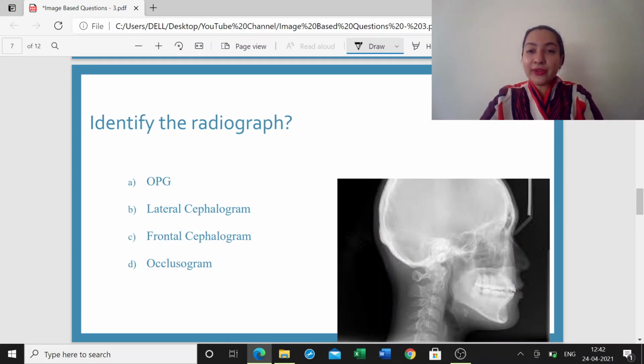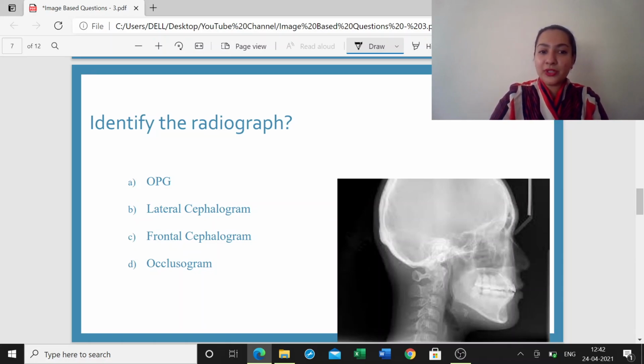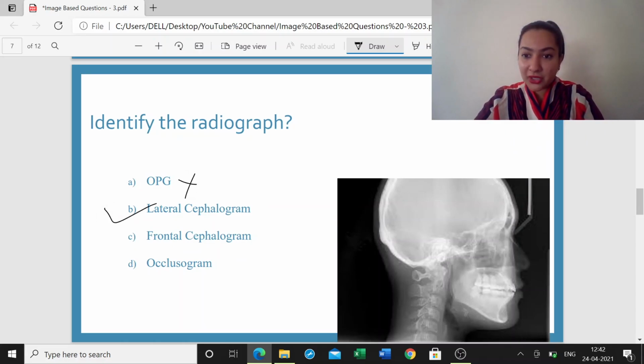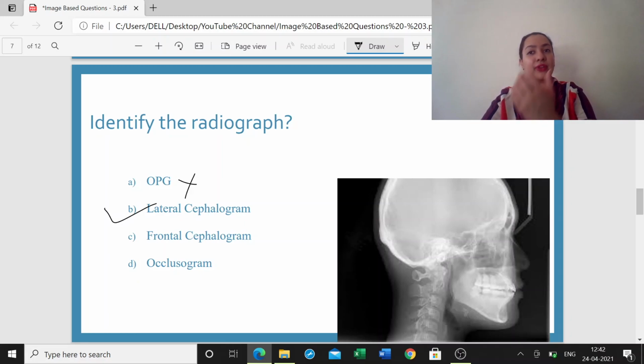The previous radiograph which we saw was an OPG. So now you know that this is not an OPG, so that is cancelled. This is a lateral cephalogram because you can see the lateral profile of the patient. In case you could see the front profile of the patient, where the rays are directed from the front region, that becomes your frontal cephalogram. This is an example of lateral cephalogram.